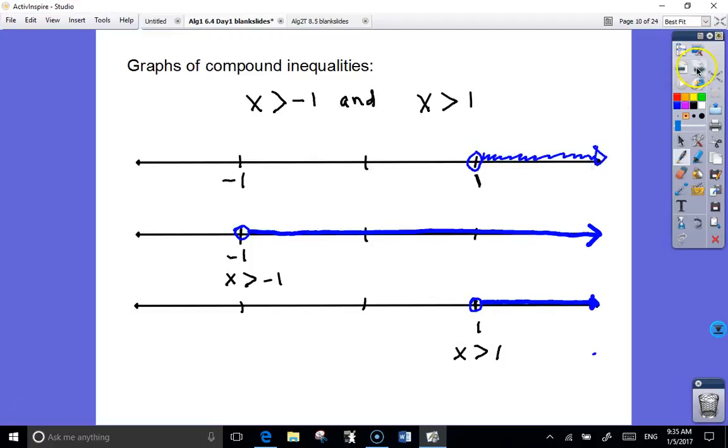Okay, what if it's x is greater than -1 or x is greater than 1? What's going to end up getting shaded on the top? Right? Start at -1 and shade to the right. Okay, because at least one of those was shaded from -1 on. You know, both were shaded to the right of 1, but you only need one, and that's good enough.